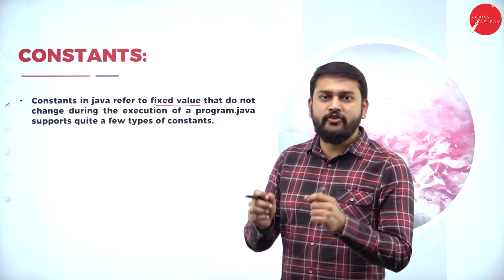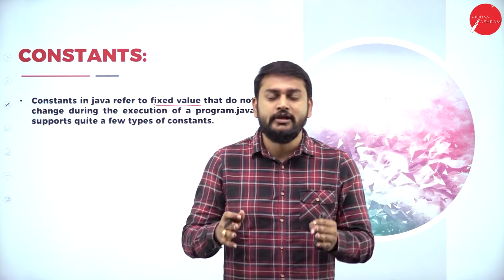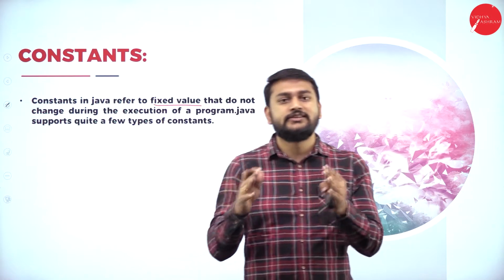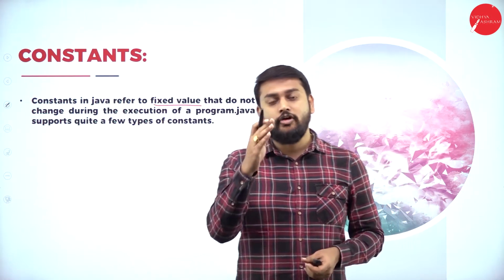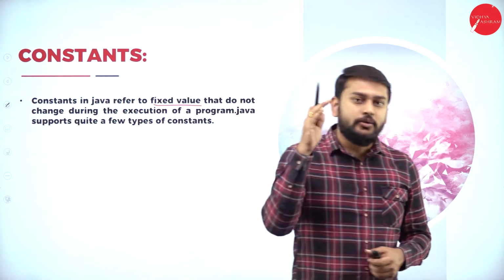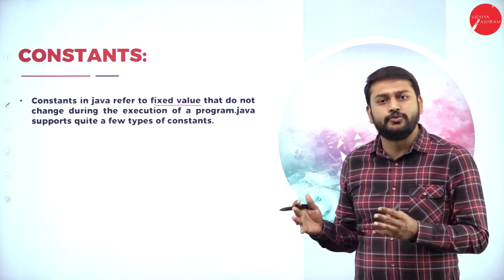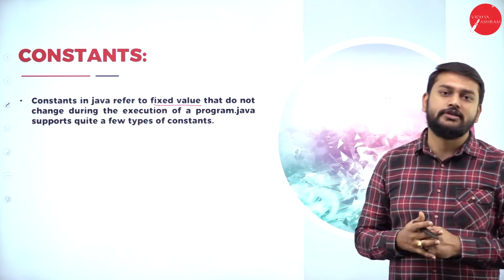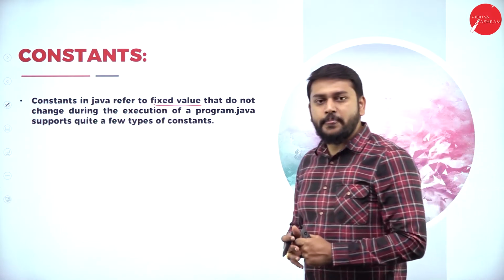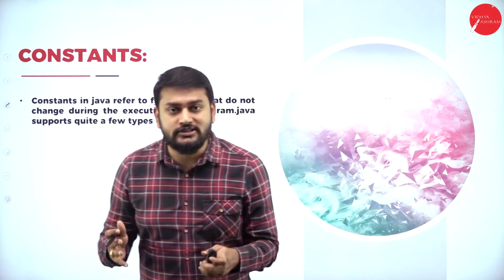The value whatever you have, so that will remain as it is throughout the execution of the program is what I will call a constant. When it comes to the concept of constants, we have different types of constants. Let's check the different types of constants that we have.